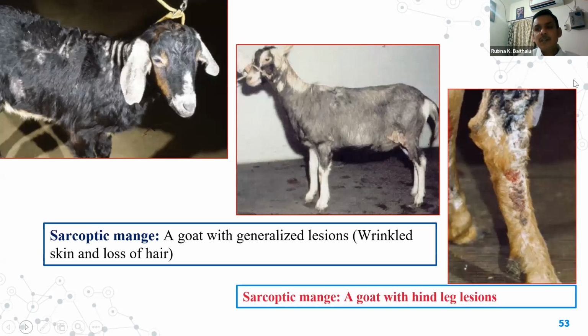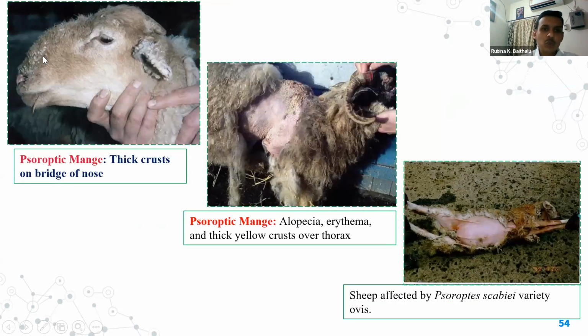So this is sarcoptic mange. In case of goat, the generalized lesions show thickening and wrinkling of the skin, and there is loss of hair. They even affect the leg portion. This is clearly visible, and this is a typical case of sarcoptic mange in goat. If you talk about sheep, this is psoroptic mange, mostly affecting the head and ear region. There will be thick crust on the bridge of the nose, alopecia, erythema, and thick yellow crust over the thorax. This is the typical case of psoroptic mange in sheep.